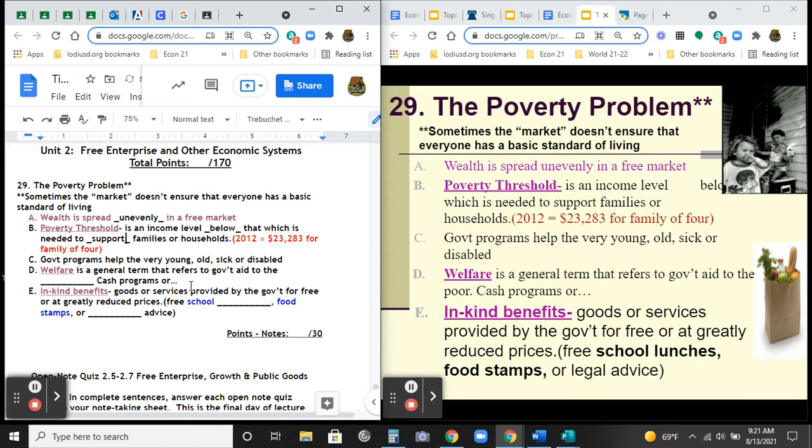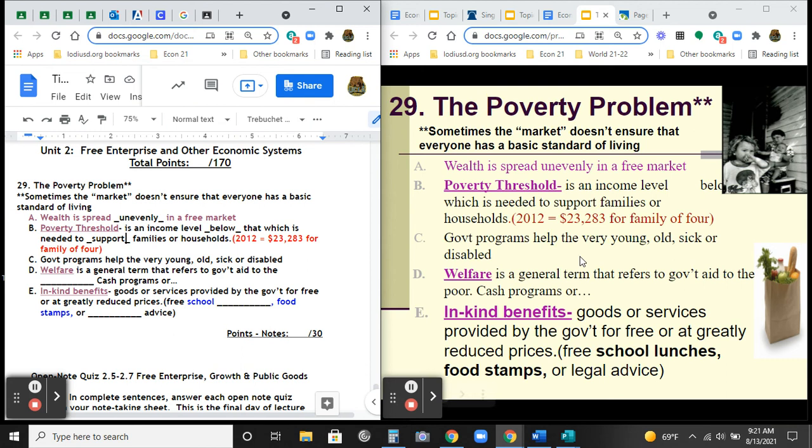I don't see any way you can support a family of four for that. Because even if you weren't paying too much for housing, even a small amount like $1,000 a month, that's 12,000. Then you've got to make $11,283 work for the rest of it. How's that going to work? So I don't know if that number is actually a good, legit number, but that's the one we're given.